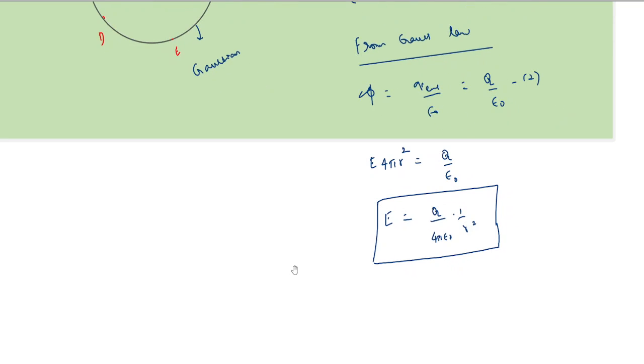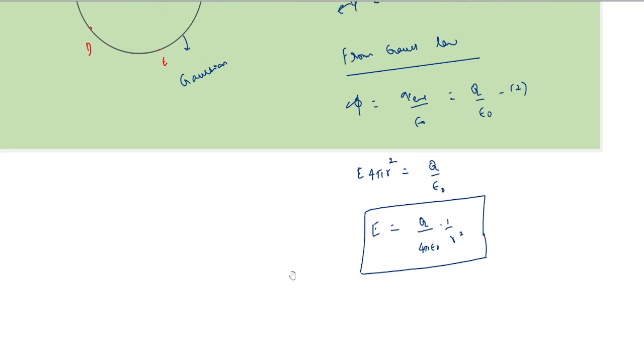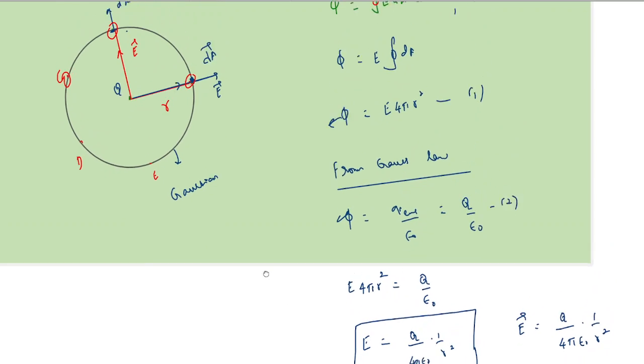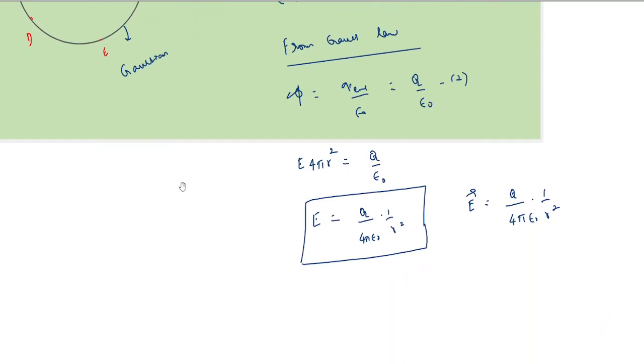So the idea here is to see how to use Gauss theorem. In vector form, the electric field is equal to Q by 4 pi epsilon naught into 1 by r square. The electric field goes out radially as seen earlier, so it will be into r cap. So this is the required form for the electric field due to a point charge.